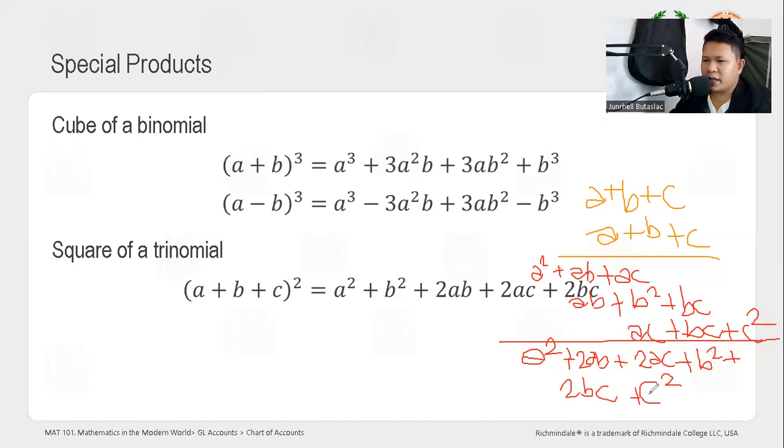I think this is lacking, right? The c squared here is missing, so there must be c squared at the end. Here we have to arrange this according to its exponent, and also alphabetically. So we have to write a squared here.